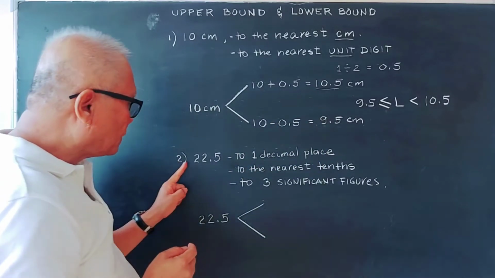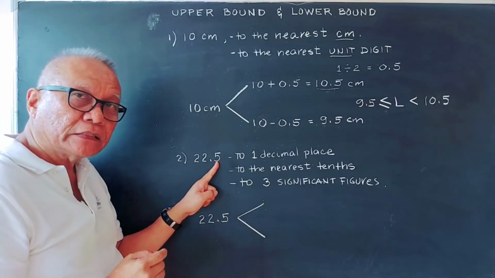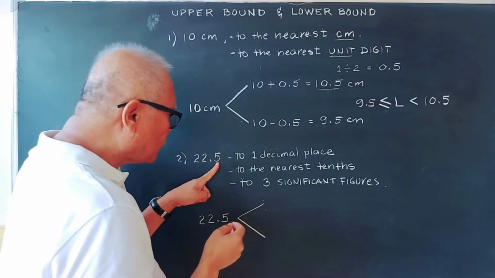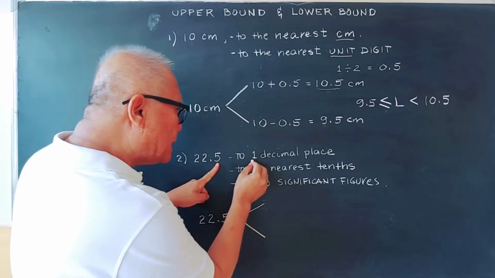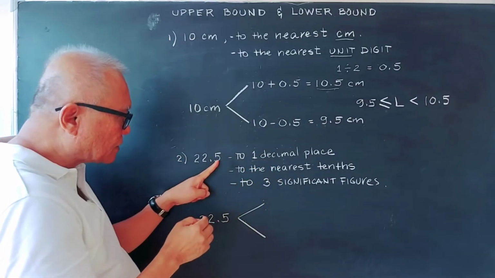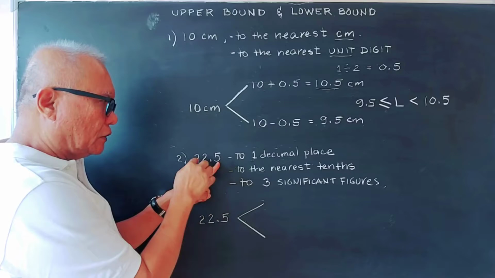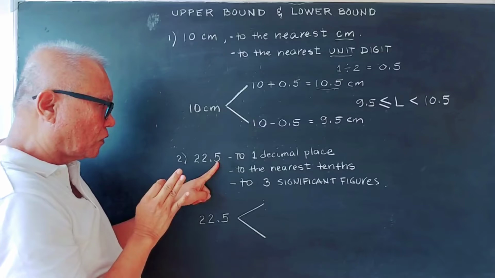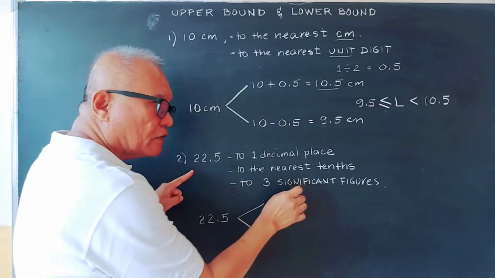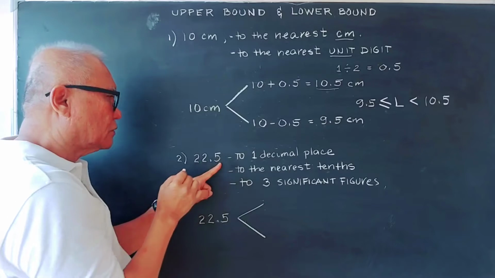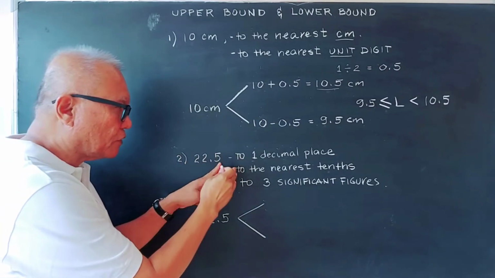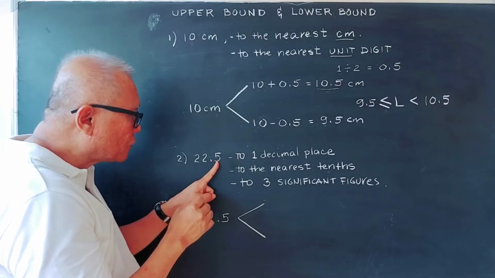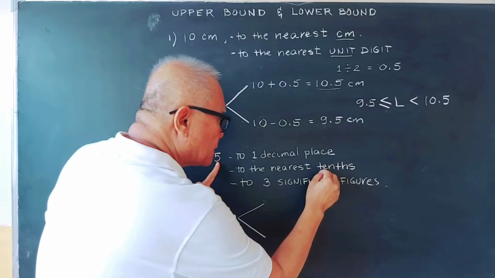Okay, number 2, we have 22.5. What is this one? This one is the tenths. So that is 0.1. The accuracy of this one, because this one is to 1 decimal place. So 1 decimal place, or this one is correct to the nearest tenths, or correct to 3 significant figures, 1, 2, 3. So this one's a third, the 3 significant figures. So let us have the accuracy. It's 0.1, not 1 anymore. It's 0.1. That's the accuracy. Tenths.